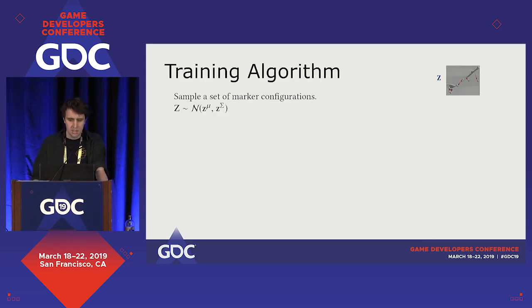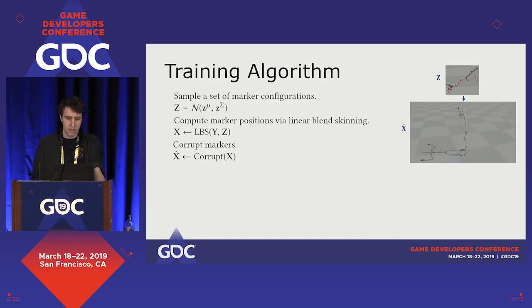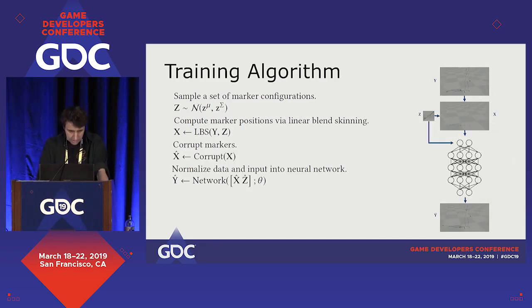And then the training algorithm looks something like this. The first thing we do is we sample a set of marker configurations. So this is the sampling of where the technicians place the markers. Then we attach them to the character using linear blend skinning. Then we corrupt them. Then we normalize this data and input it into the neural network.